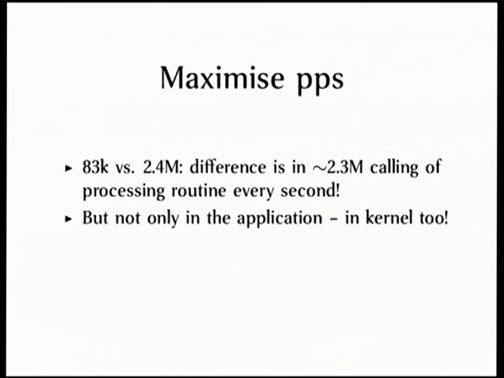So the problem is how to maximize the amount of processed packets per second. If we need to process another, say, 2.4 million packets, then we find out that we call another 2 million routines which process packets, and the kernel calls its internal routines as well. And that's quite a lot of code which has to run.